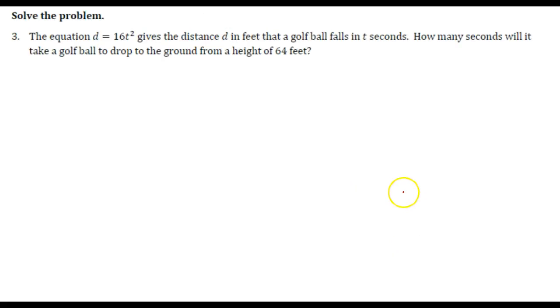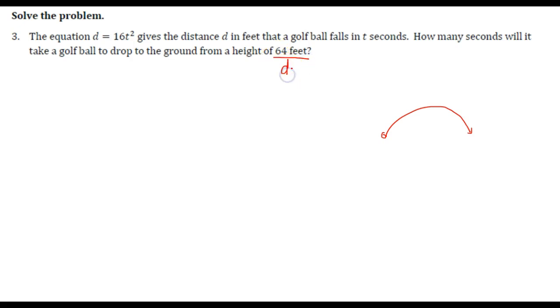Let's continue on. So we have one more. It says the equation d equals 16t to the second power gives the distance d in feet of a golf ball that falls in t seconds. So a golf ball, if you ever hit it, goes up and then back down, right? Everything that goes up has to come back down. So how many seconds will it take for the golf ball to drop to a height of 64 feet?